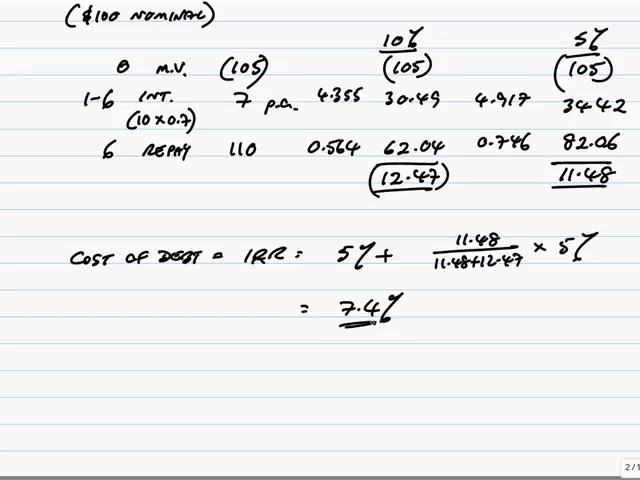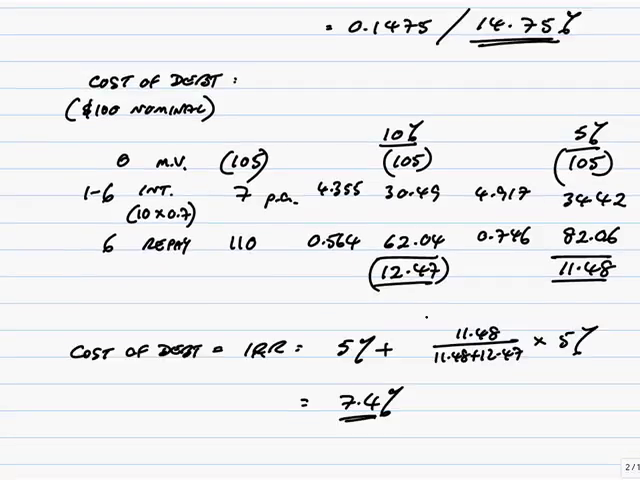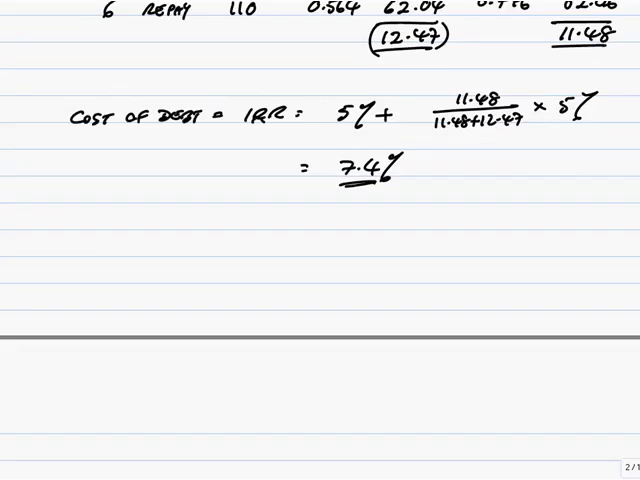Now, if that bit was too fast for you because you've forgotten your internal rate of return, go back to the previous session, check you are happy with it, and then repeat the calculation here slowly and check you do get the same answer. However, although it's taken a bit longer than the last one, we know the cost of equity, 14.75. We know the cost of debt to the company is 7.4.